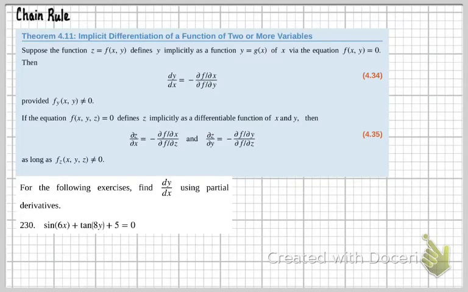So this is another formula for the partial derivatives. It's using implicit differentiation to get to the result of the partial derivative. So what we're going to do is, we got a problem below here. It says, for the following exercise, find dy dx using partial derivatives. And we're given this function, sine of 6x plus tan of 8y plus 5 equals 0.